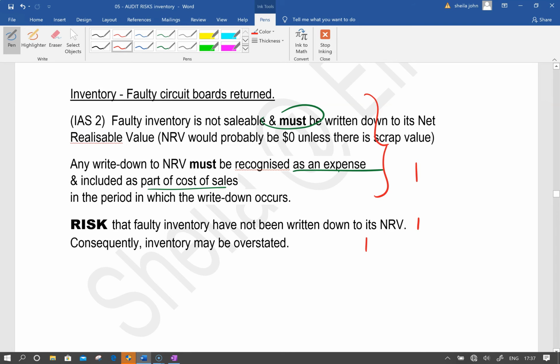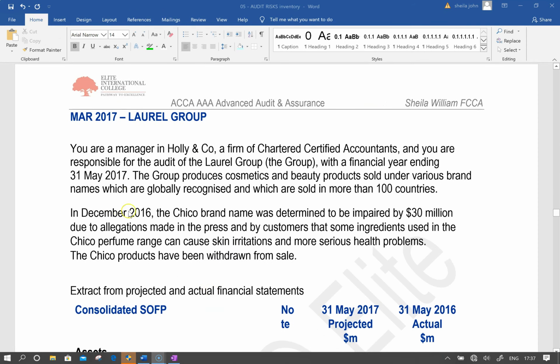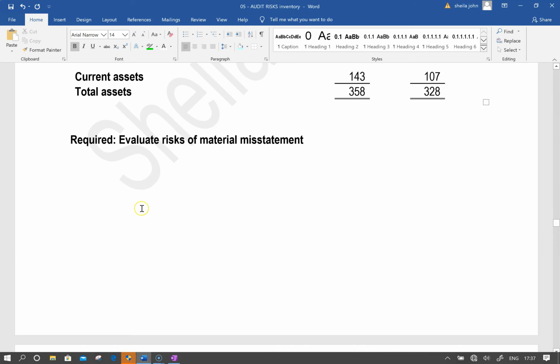Let's try out another question. So we've got Laurel Group. You may have tried this question out before. Remember, we're only having a look at inventory. Evaluate the risks of material misstatement. We're only looking at inventory, so it really doesn't matter whether it's ROMM or it's audit risk.